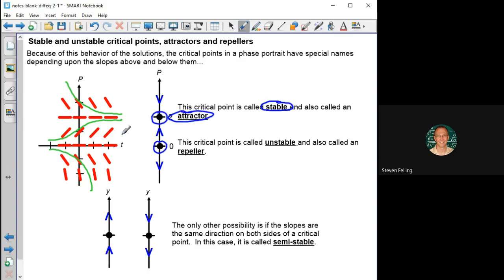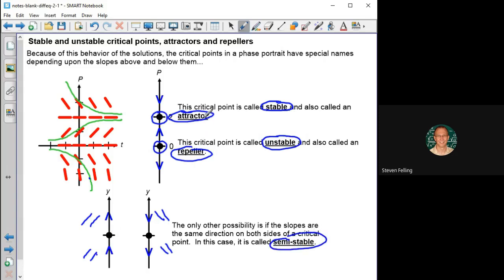On the other hand, this critical point at 0 here, the slopes are positive above and negative below, which forces the solution lines away from this. And therefore, this critical point is called an unstable critical point, and it's also known as a repeller because it repels the solution curves. The only other possibility, and this is possible, is a critical point where the slopes are positive on this side and positive on this side, or negative on this side and negative on this side. They don't change sign, so we call those critical points semi-stable.